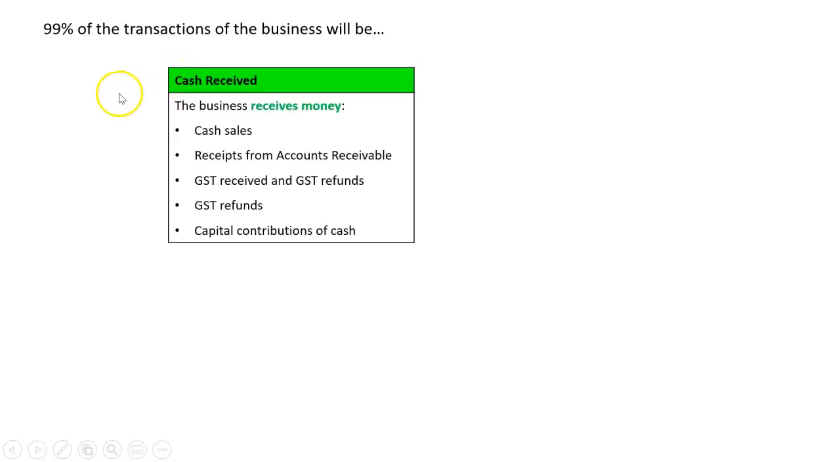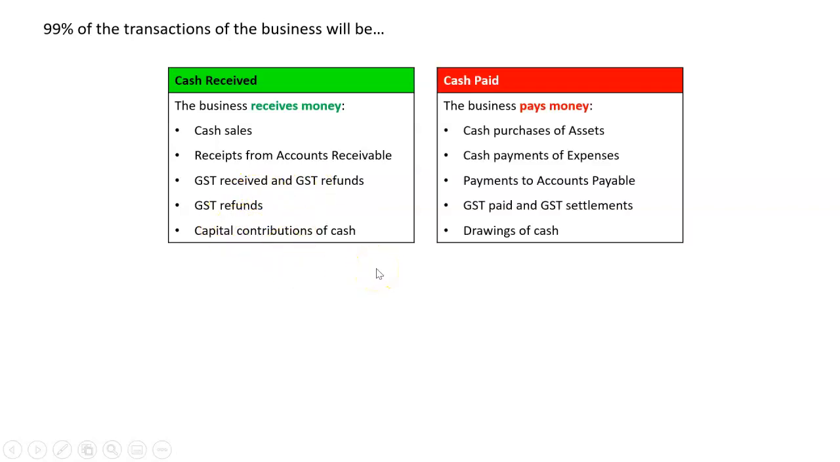For example, we'll receive cash, and that could be because of a cash sale, receipts from accounts receivable, GST received, GST refunds, or capital contributions of cash, and so on. We could also pay money, that's cash paid. That's like we might pay for an asset or an expense, payments to accounts payable, GST paid and settlements, drawings of cash. So that's not a comprehensive list, but just some examples of things we might receive and pay money for.